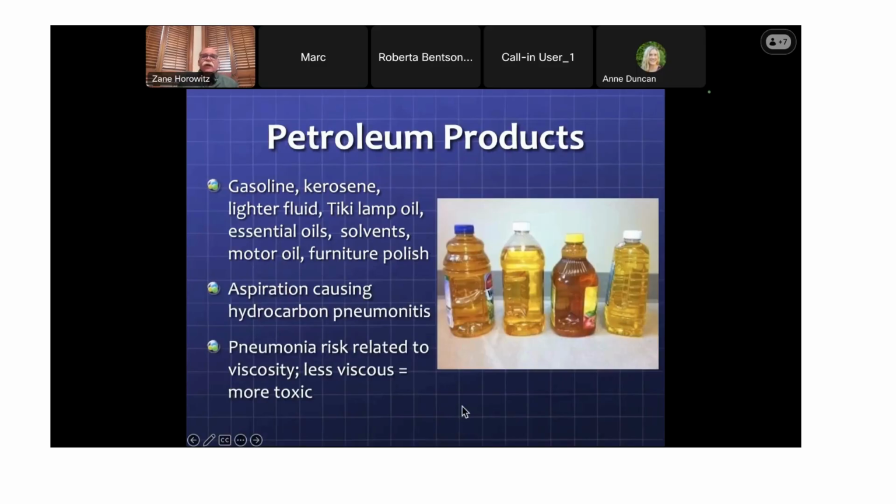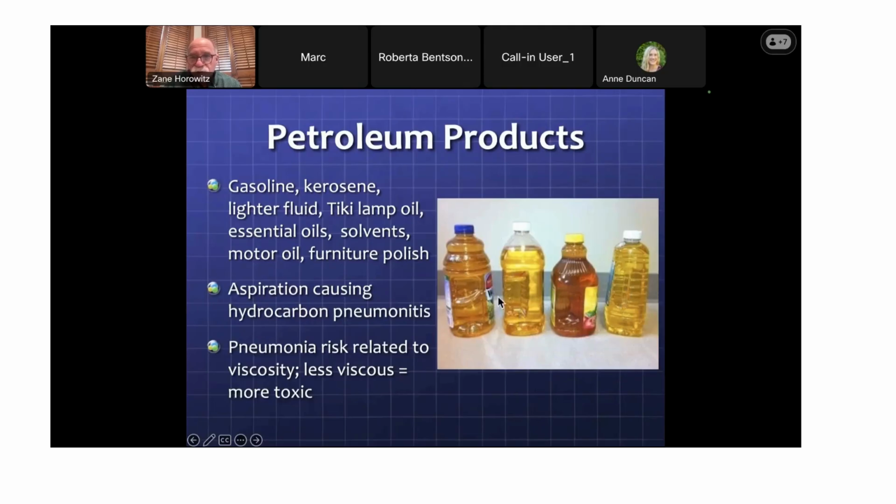Petroleum products: gasoline, kerosene, tiki oil lamp, which you see pictured here. The first bottle is Wesson oil. Next is tiki torch lamp. The next one's apple juice. The next one's tiki torch oil. These all have non-child protective screw caps. They all look identical, in sort of the same yellow amberish color to each other.